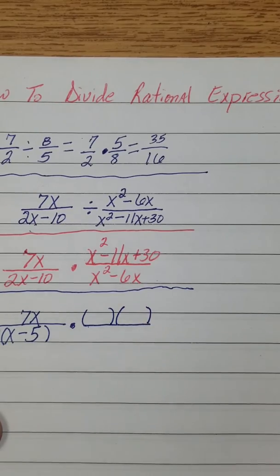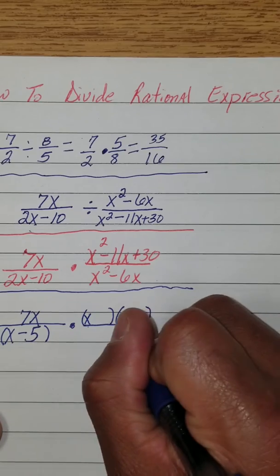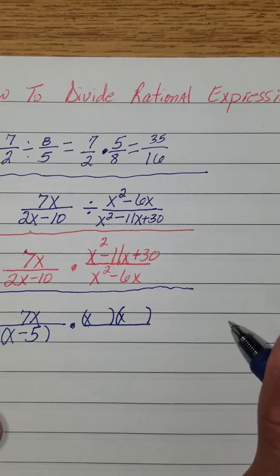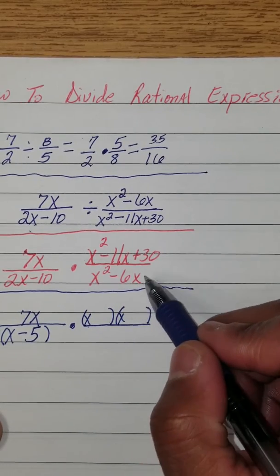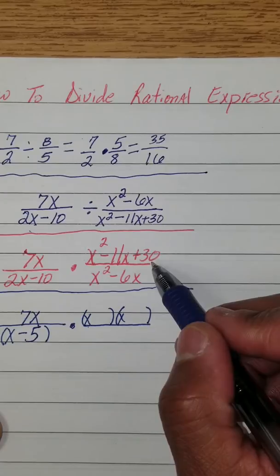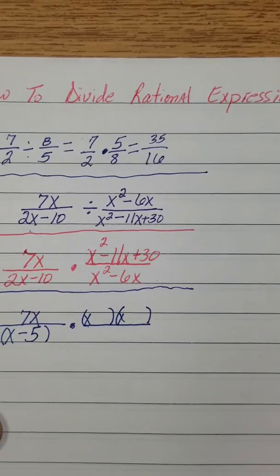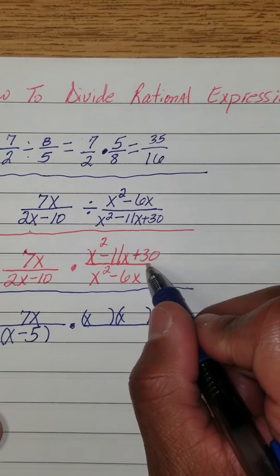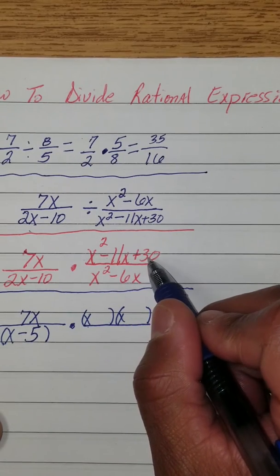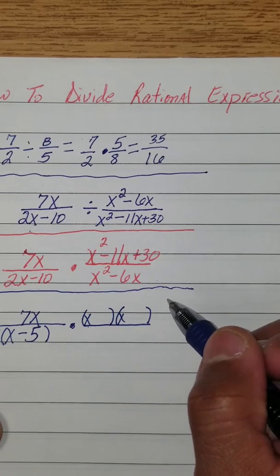In each set of parentheses, I will put an x. I have 2 of them, so I'll put x in both sets of parentheses. From here, I will find 2 numbers that multiply to give me a positive 30, but those same 2 numbers, or factors should I say, will add to give me negative 11. Again, 2 numbers that multiply to give you positive 30, but when you add those same 2 factors, you get a negative 11.